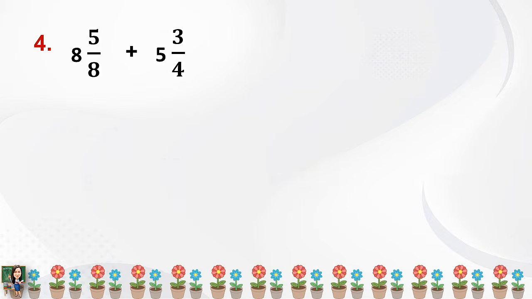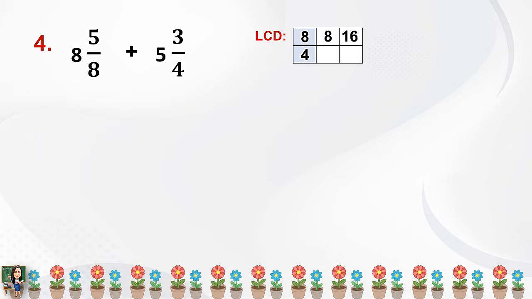And for number 4, 8 and 5 eighths plus 5 and 3 fourths. First, let's get the LCD of 8 and 4. The multiples of 8 are 8 and 16. The multiples of 4 are 4, 8. So their LCD is 8. 8 is the first multiple of 8. Then 8 is the second multiple of 4.